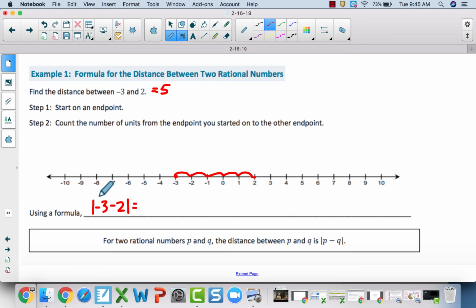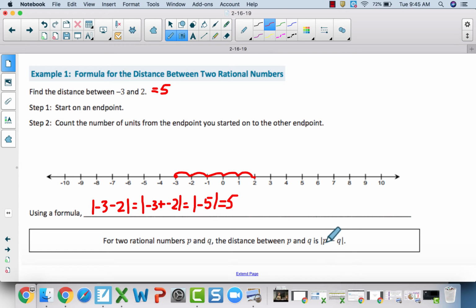Now, I look at this as -3 and -2, making a -5. If you want to do the keep flip change, it would end up being -3, now plus a -2. That ends up getting the absolute value of -5, which ends up getting 5. And we already know that's the correct answer from when we did our little hop strategy using the number line.